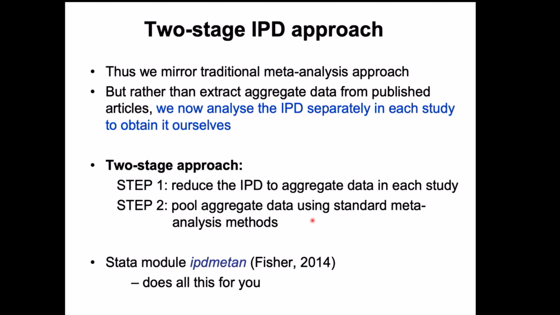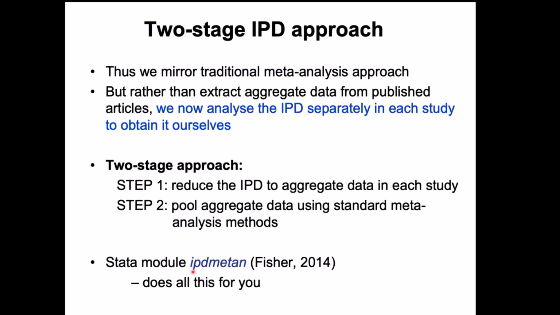So step 1, we reduce the IPD to aggregate data, usually via a regression-based model. And I should emphasize, that's in each study separately. So we're analysing the IPD in each study separately to get those treatment effect estimates in each study separately. And then in the second stage, we pool the results that we've derived across the studies using a meta-analysis method.